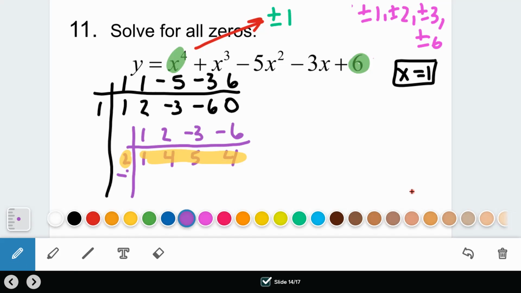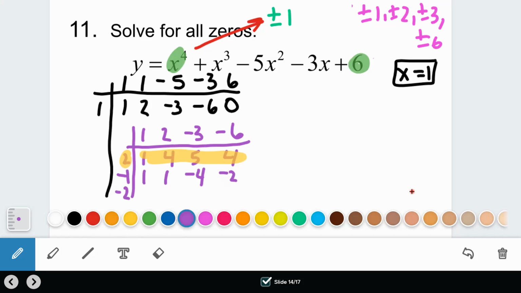So let's say I go and try negative 1. Bring down my 1. Negative 1 times 1 is negative 1. I add it to 2, I get 1. Negative 1 times 1 is negative 1. I add it to negative 3, I get negative 4. Negative 4 times negative 1 is 4. Add it to negative 6, I get negative 2.